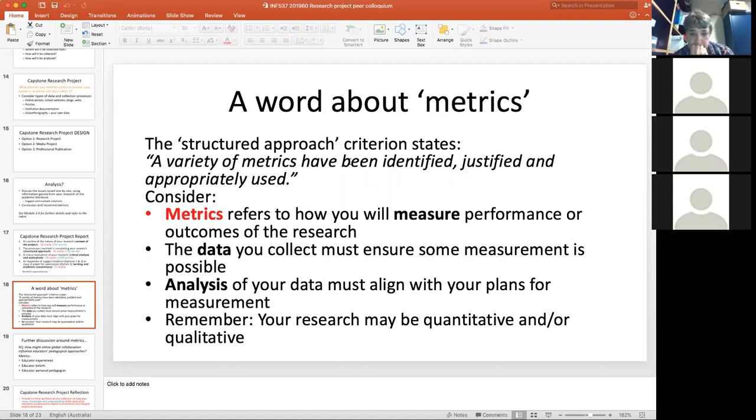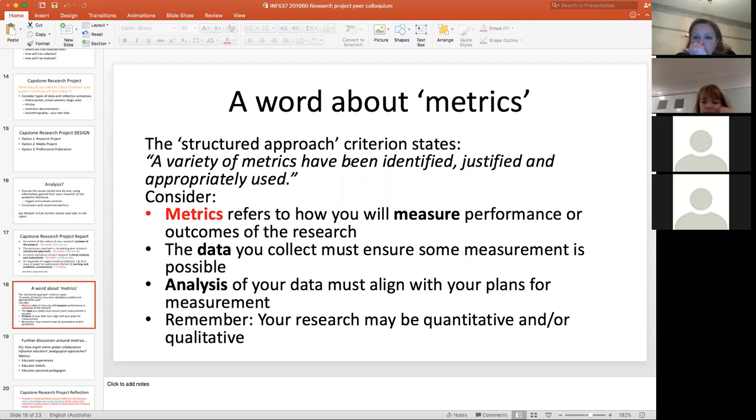So this is what I've come up with to try and explain it to you. In the rubric, under the structured approach criterion, it states that a variety of metrics have been identified, justified, and appropriately used. Now, I want you to consider that metrics refers to how you will measure performance or outcomes of the research. How you will measure.